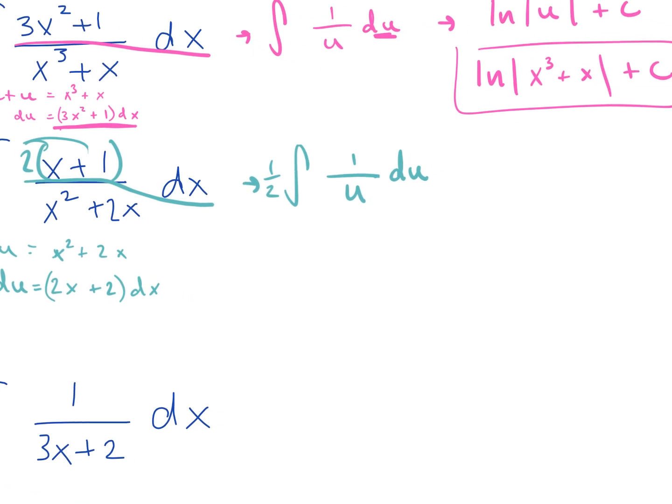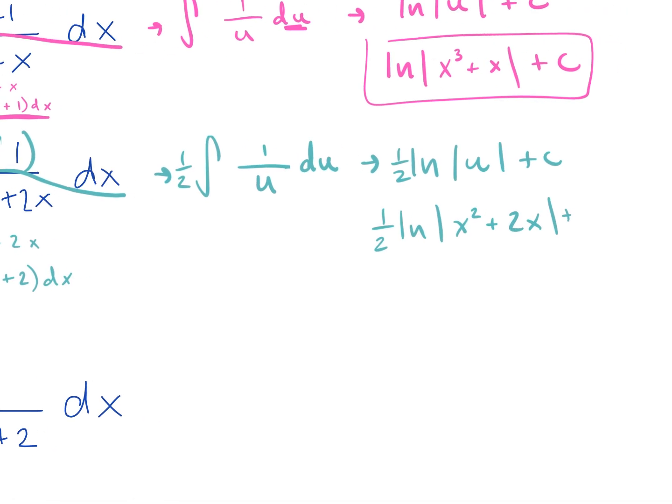So what's the integral of 1 over u du? Ln of absolute value of u plus c, and then we just multiply that 1/2 on the outside. And the last step, we want to plug back in the x's. So we have 1/2 times the ln of the absolute value of x squared plus 2x plus c.